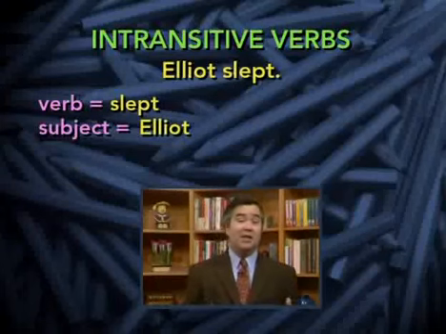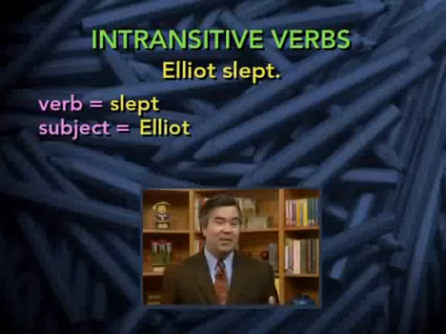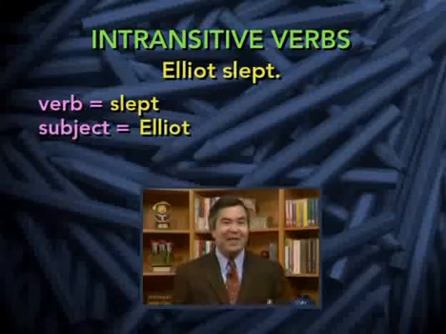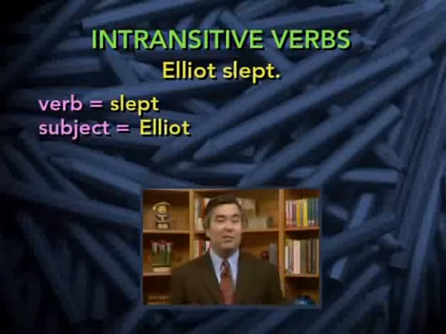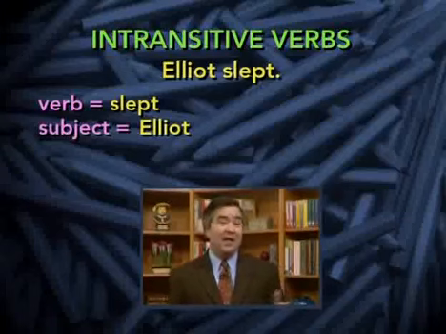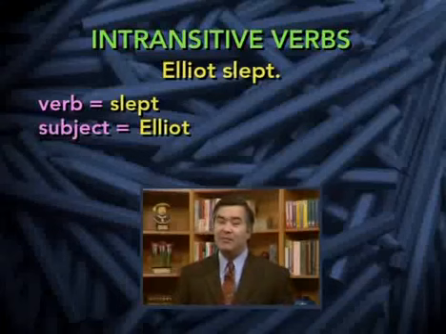We don't need to ask, what did Elliot sleep? Because the meaning is complete without any object. Elliot slept, that tells us exactly what happened. It's perfectly clear, and it doesn't sound incomplete. So slept in this sentence is an intransitive verb. It has no object, and it doesn't need one.